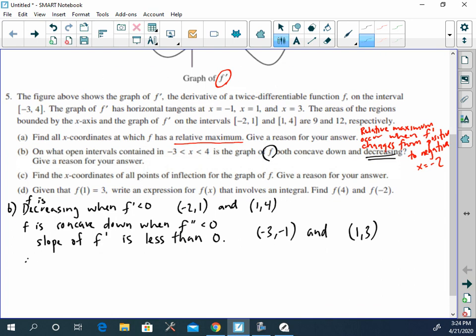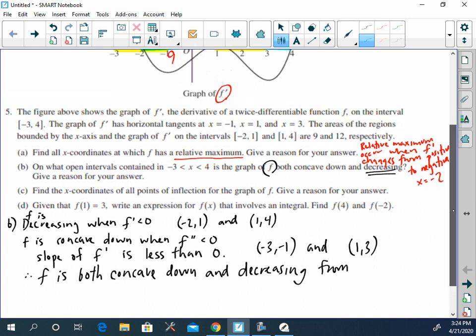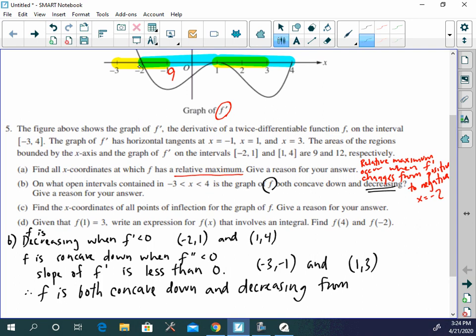So then I would say, therefore, f is both concave down and decreasing from, I scrolled a little too far here, from where it's overlapping from -2 to -1, or on the intervals from -2 to -1, and then from 1 to 3.